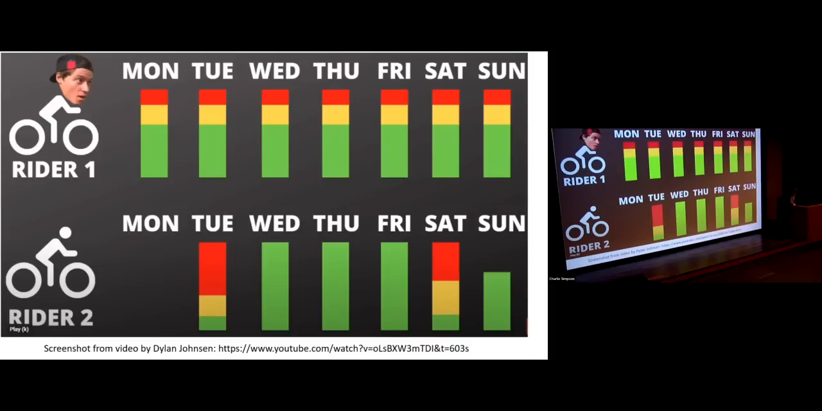But what he shows here is two hypothetical riders, one represented with his caricature head, which I guess means he would tend to do that. You can have an 80-20 distribution of intensity and go out every day and do a mix of everything, right? And that's what he shows with rider one. And I guarantee you there's lots of cyclists that do that.